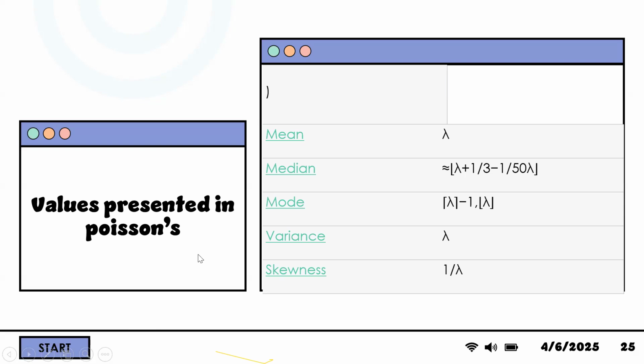So how are the values presented in the Poisson? Mean is represented as lambda. Median is almost equal to lambda plus 1 over 3 minus 1 over 50 lambda. Mode is represented as lambda minus 1 and lambda. Variance is lambda and skewness is 1 over the square root of lambda.